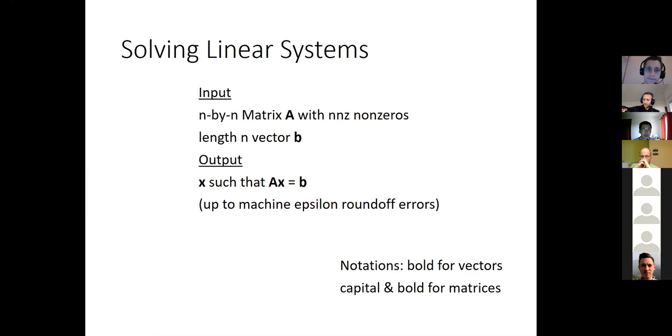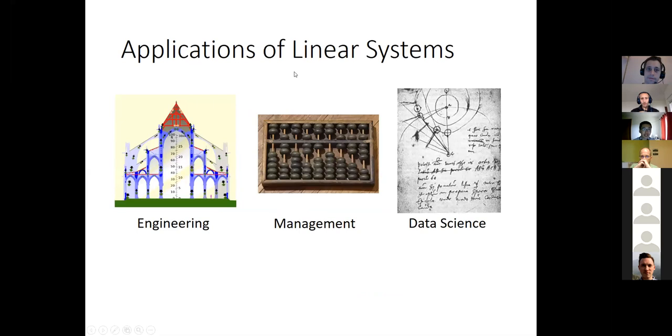This is a problem that has many applications, most of which predate the use of computers. Examples include engineering, where you look at how forces balance on an object. This diagram is the force diagram of one of these cathedrals, and the way they were able to build very tall buildings is by getting the forces to exactly balance out on these structures. They're used in management, in operations research, things like shipping of goods and supply and demand questions. In fact, the abacus actually comes with a guide on how to deal with linear systems, so it probably makes it one of the oldest computation devices.